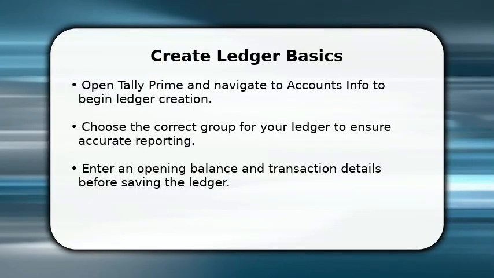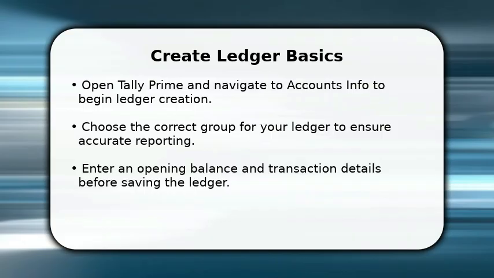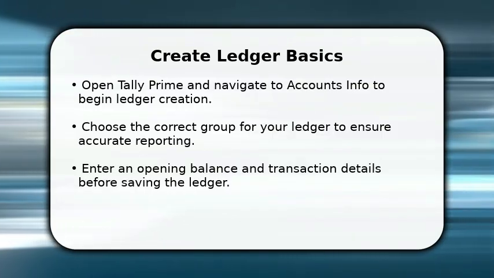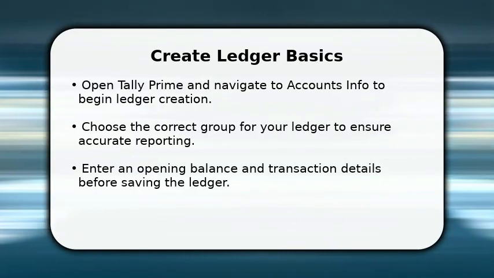In this video, I will explain how to make ledger in Tally Prime. Open Tally Prime and head to Accounts Info, then select Ledgers and choose Create. Type a clear ledger name, pick the appropriate group, enter an opening balance if needed, and record primary transaction details. Save the ledger and review the account in the Display menu to confirm accuracy and classification for reporting.